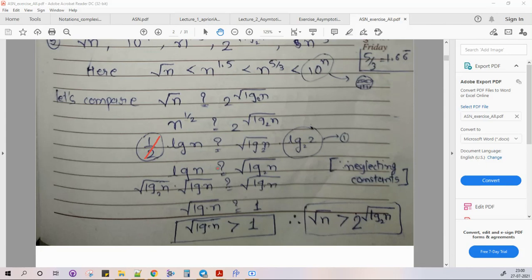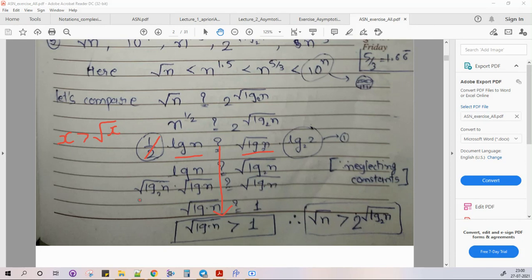These constants. Right now, I need to compare log n and under root log n. So if I had something like x and root x, who is bigger? X is always bigger than root x, right? So I can directly write this. But let's solve it slowly.